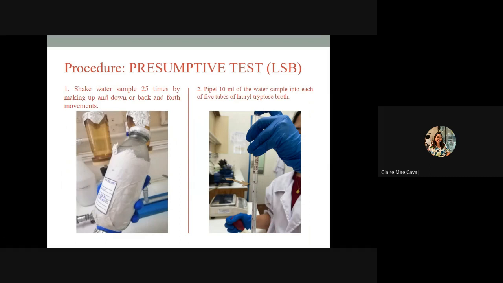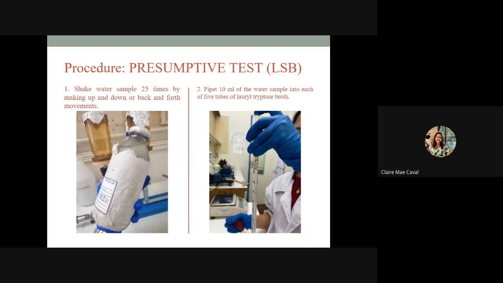So first, you shake water sample 25 times. Again, and then you pipette 10 ml of the water sample into each of the 5 tubes. So this is only for drinking water class, ha? Imagine my 5 tubes of lauryl tryptose broth, prepared lauryl tryptose broth, and you pipette the 10 ml of the water sample into each of the five tubes.